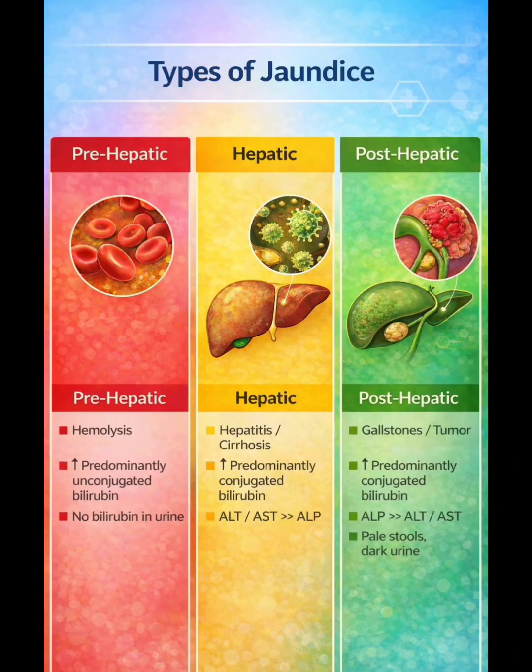Jaundice is classified by the site of the problem. Pre-hepatic jaundice is due to hemolysis, with predominantly unconjugated bilirubin. Hepatic jaundice, due to hepatocellular dysfunction, shows predominantly conjugated bilirubin, with ALT and AST higher than ALP. Post-hepatic jaundice is due to obstruction in biliary tract and shows predominantly conjugated bilirubin, with ALP much higher than ALT and AST.